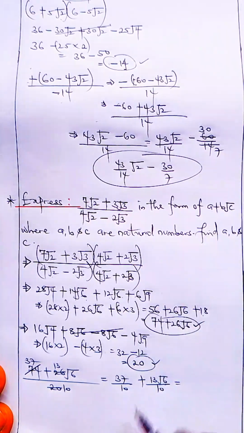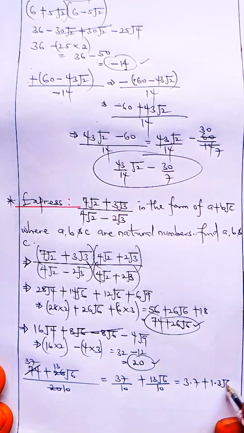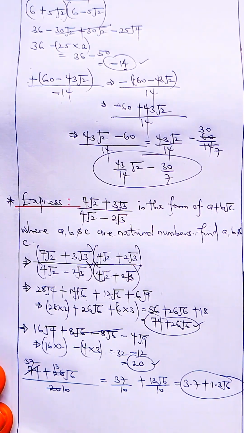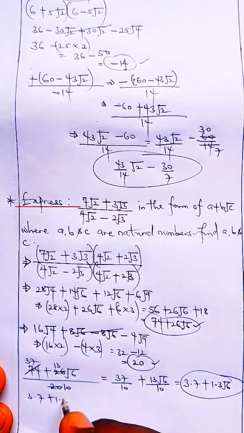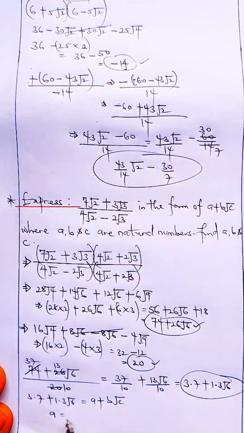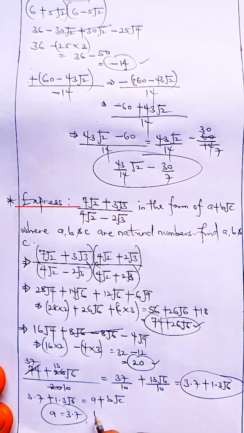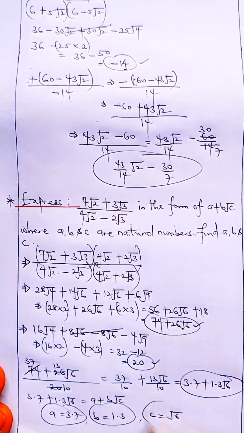We could choose to put it in decimal form. That's 3.7 plus 1.3 root 6. So it's already in a plus b root c format. They say we should find a, b, c. Don't forget they said a, b, c are natural numbers. As you can see, they're all positive digits. This positive, this positive. So find a, b, c. If 3.7, which is 37 over 10, plus 1.3 root 6 is the same as a plus b root c, it means a is equal to 3.7, b is 1.3, then c is root 6.